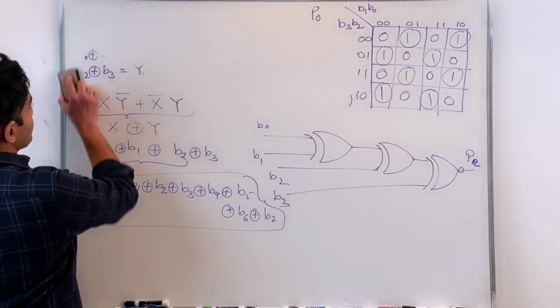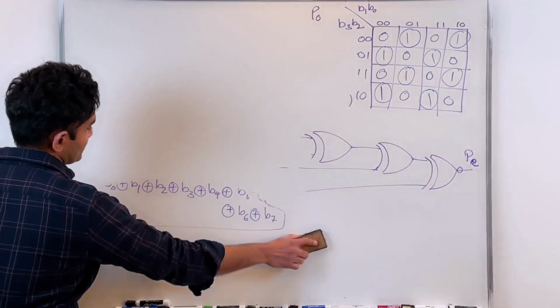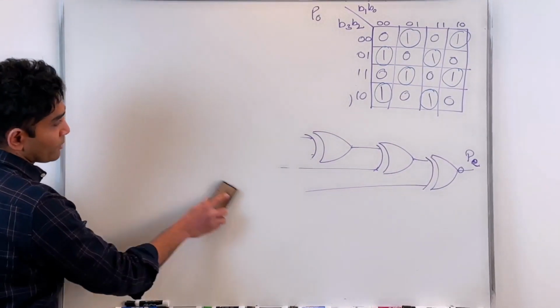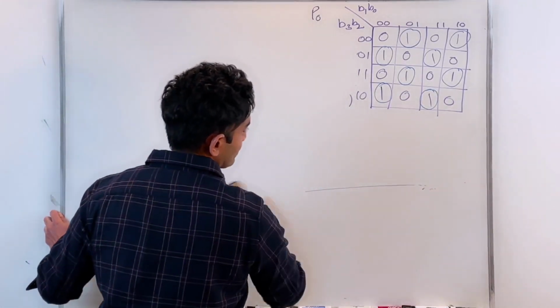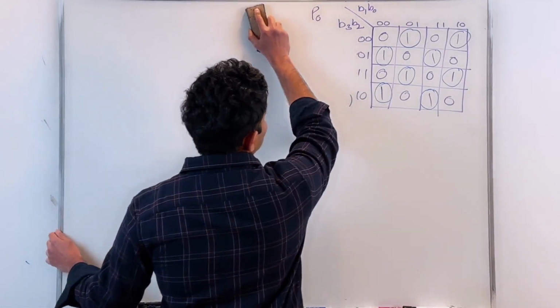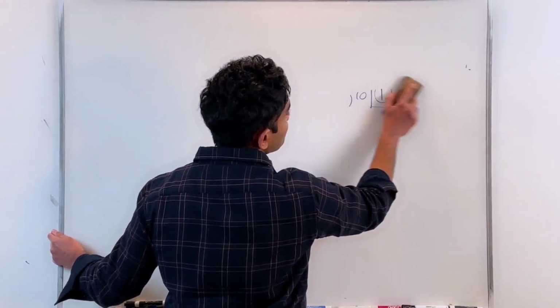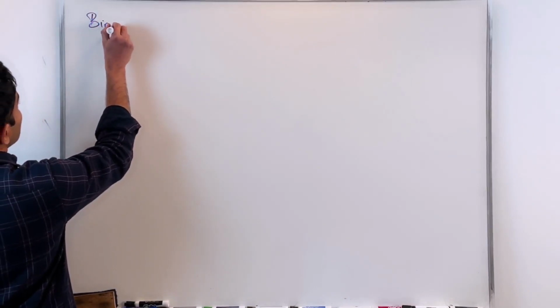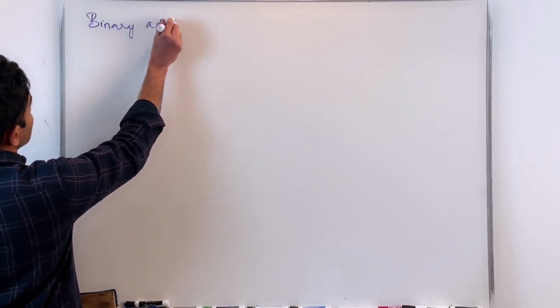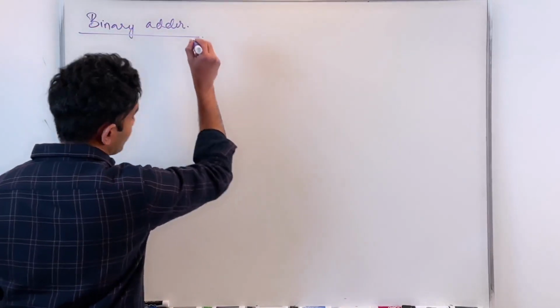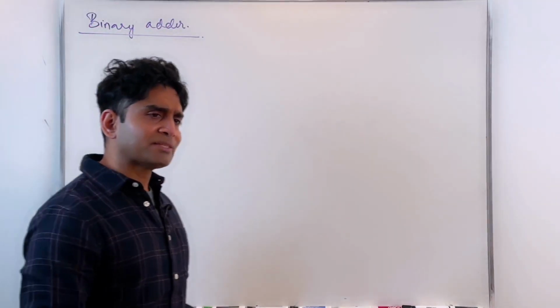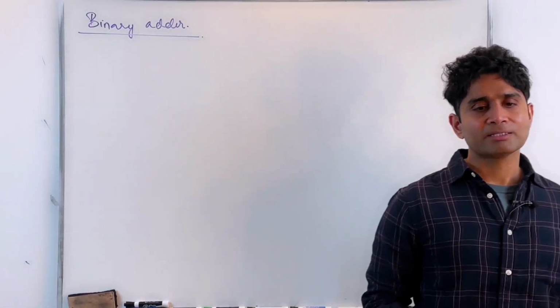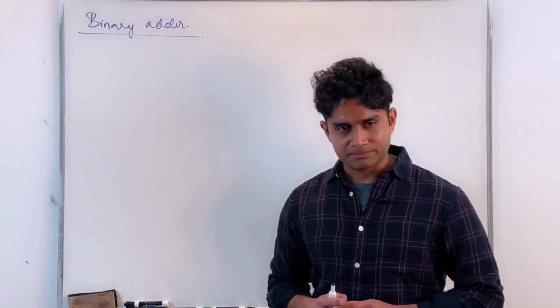So now we are trying to look at the arithmetic circuits. For now, let's focus on binary. That means I'm working with binary numbers. I want to design a binary adder. How do we design one? Let's start with the simplest case where I want to add two binary bits together.